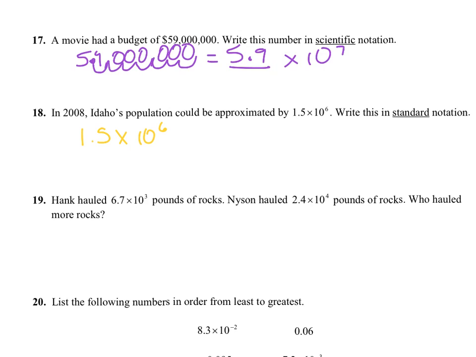Sorry. So let's go ahead and rewrite this. So 1.5, it's getting late. And I'm going to move my decimal to the right 6 times. Why? Because I'm going to multiply by 10 6 times. So 1, 2, 3, 4, 5, 6, and add my zeros. And my final answer is 1,500,000.